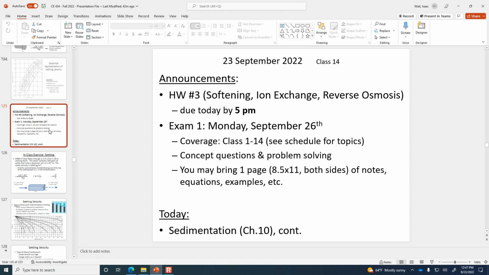Okay, let me hand out this additional problem-solving practice for settling. This is a test question that I gave 7 years ago when I taught this class at another university.